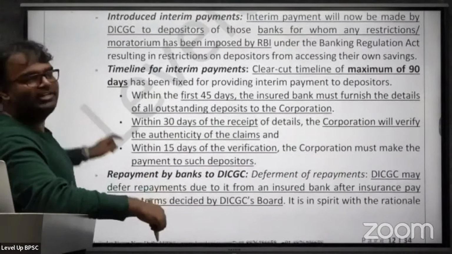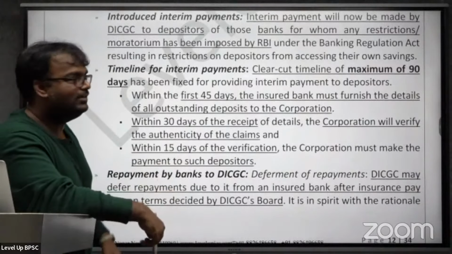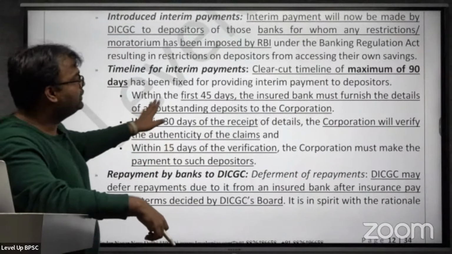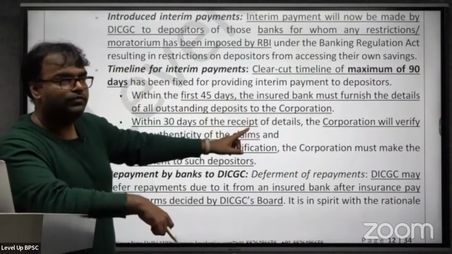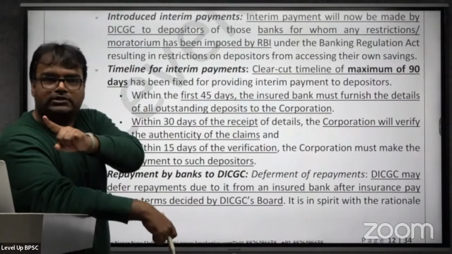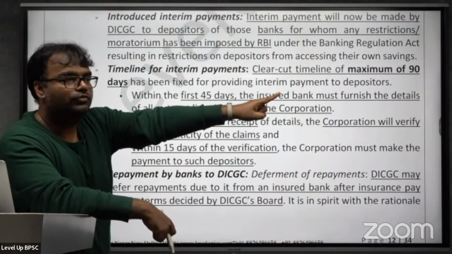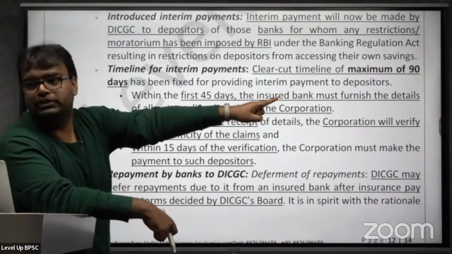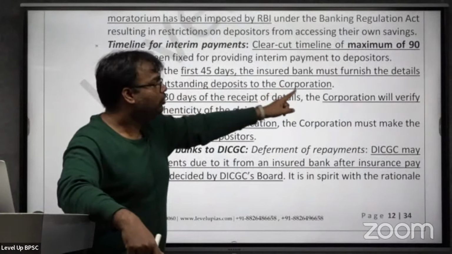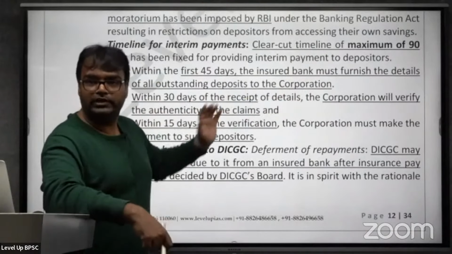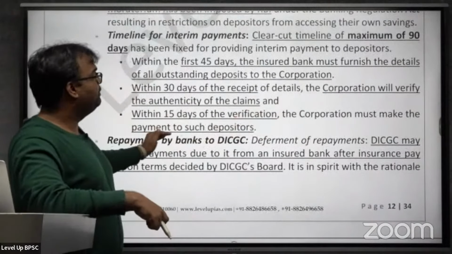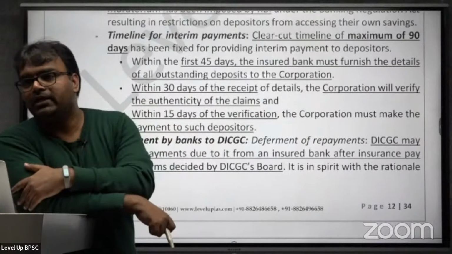Okay, timeline for interim payment. This interim payment, देखो, clear cut timeline of 90 days, maximum 90 days. So within the first 45 days, the insured bank must furnish the details of all outstanding deposits to the corporation. Jatin's bank will give details of outstanding deposits to the Deposit Insurance and Credit Guarantee Corporation. Within 30 days of receipt of the details, the corporation will verify the authenticity of the claims. And within 15 days of verification, the corporation must make the payment to such depositor. So maximum 90 days में I'll be able to get my money.